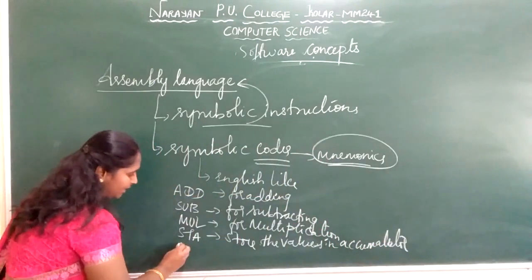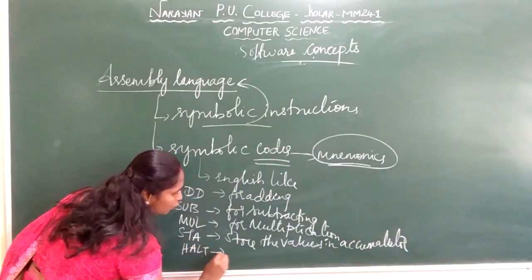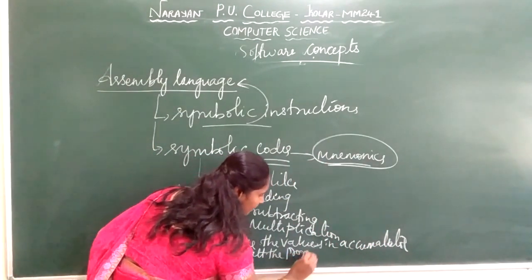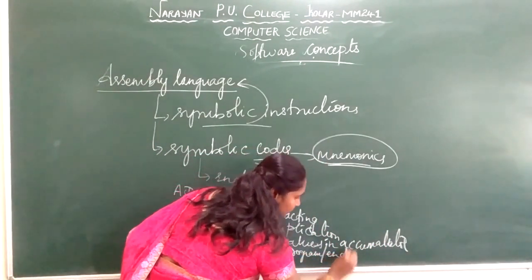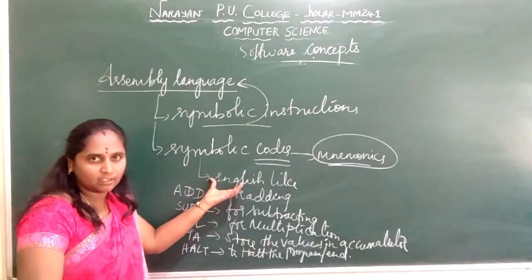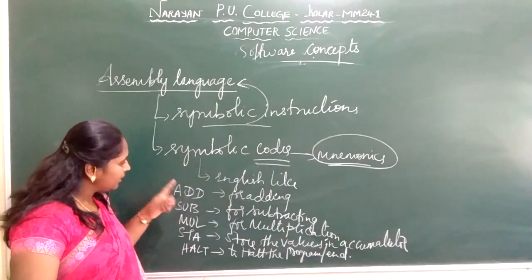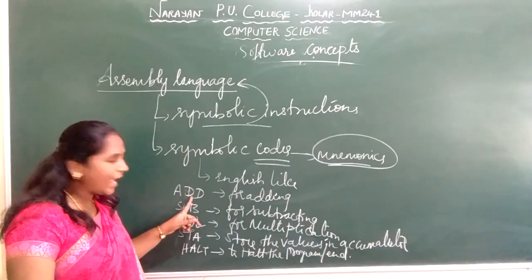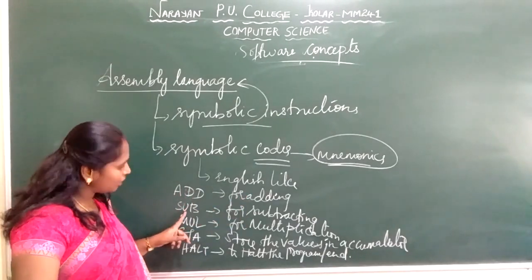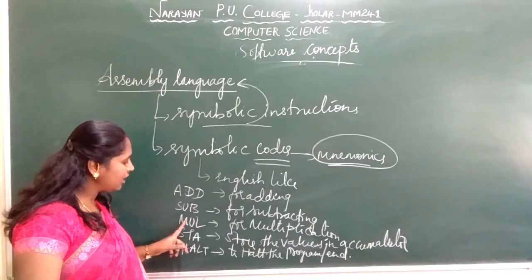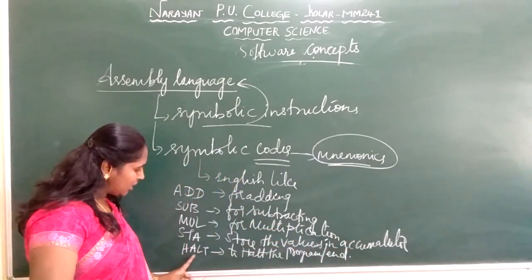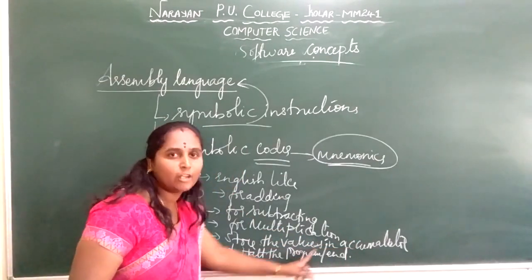It is used to store small values. Then HALT is used to end or halt the program. See, these are the symbolic codes, which are nothing but mnemonic codes. It's an English-like statement which you can easily understand. ADD means to add two values or two operands. SUB is subtraction, MUL is multiplication. STA means to store the values in the accumulator. And HALT means to halt or end the program.